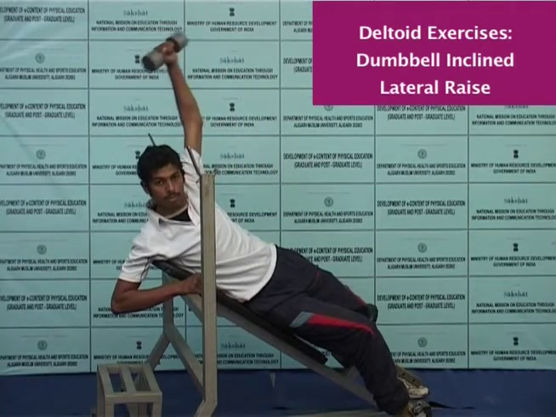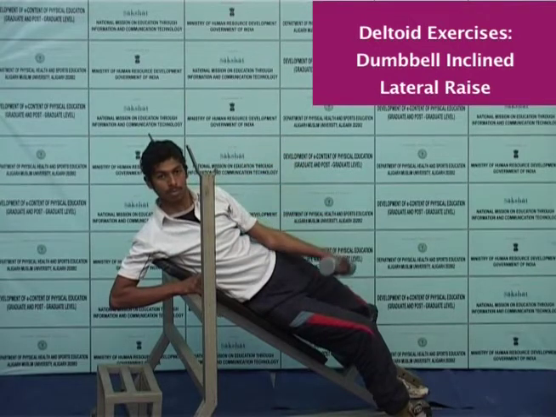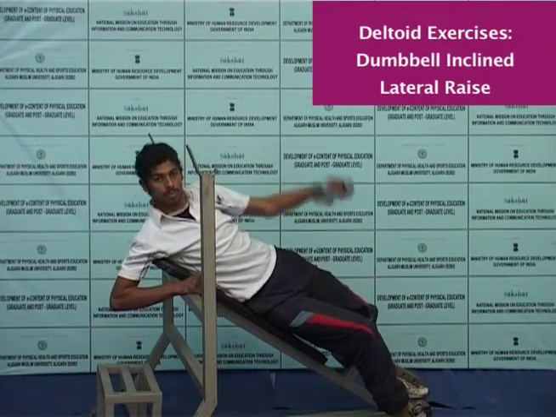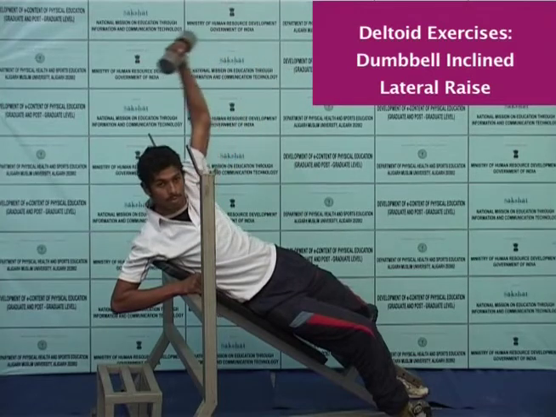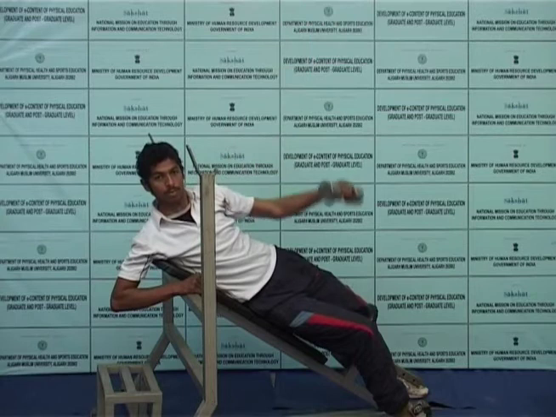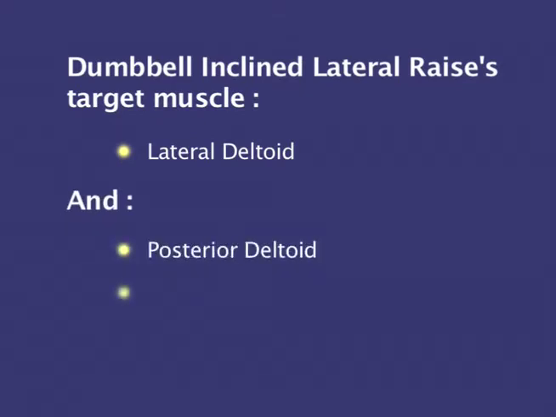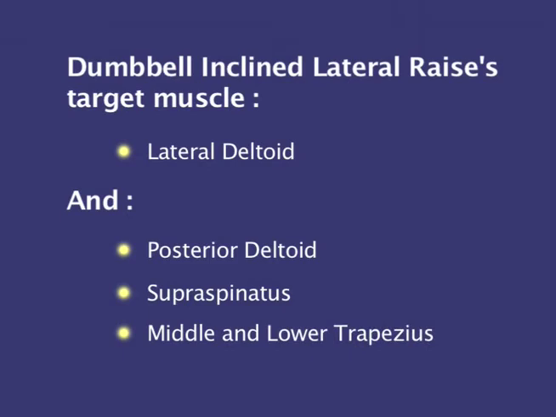In order for the lateral deltoid to be exercised, the dumbbell must be raised by shoulder abduction. It should not be externally rotated, only exact shoulder abduction should be there. The target muscle is the lateral deltoid. Some muscles act synergistically. These are the posterior deltoid, supraspinatus, middle and lower trapezius, and inferior digitations of the serratus anterior.